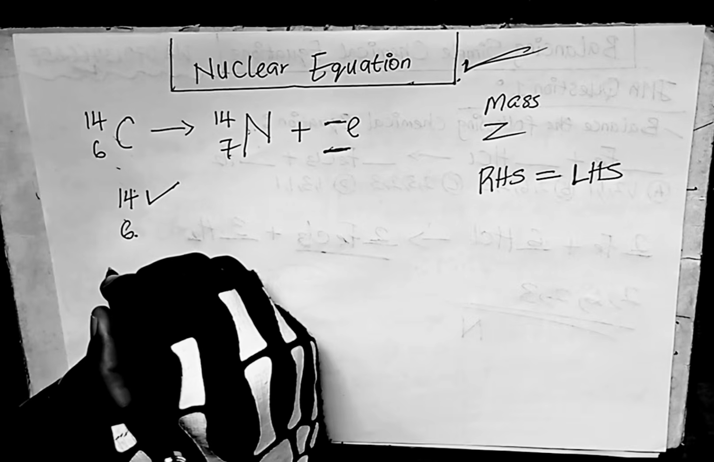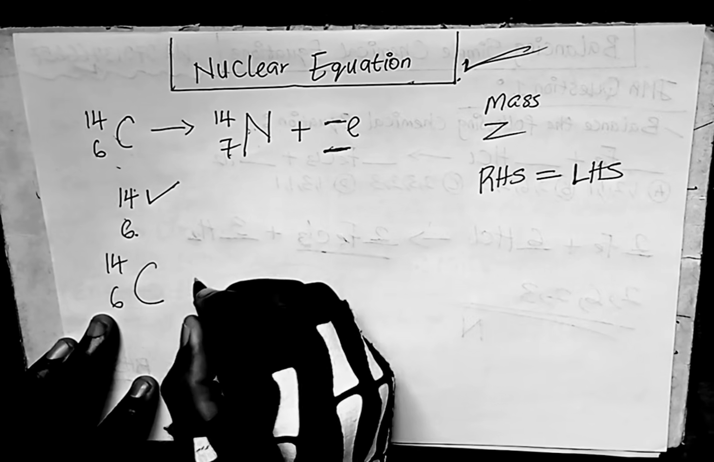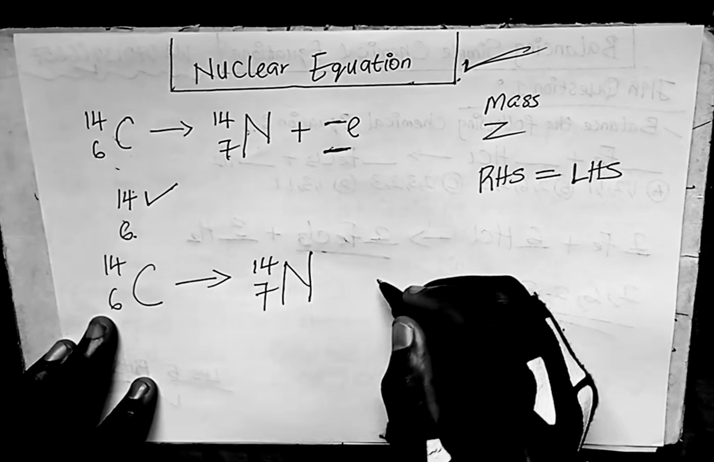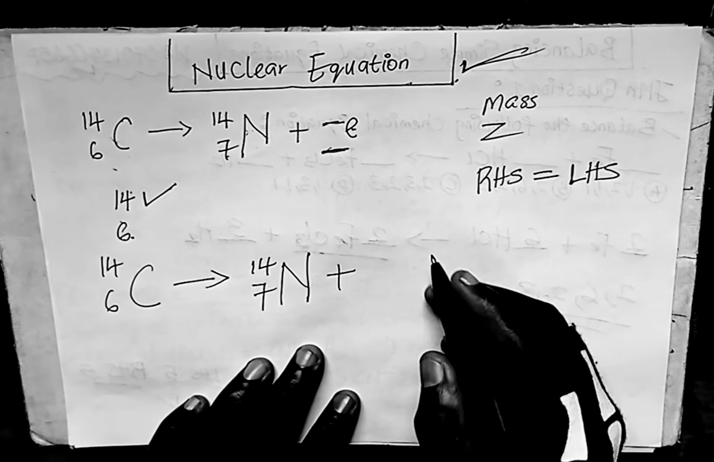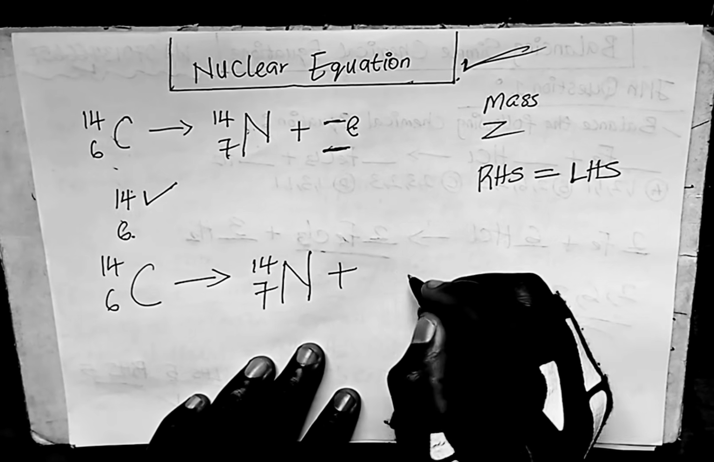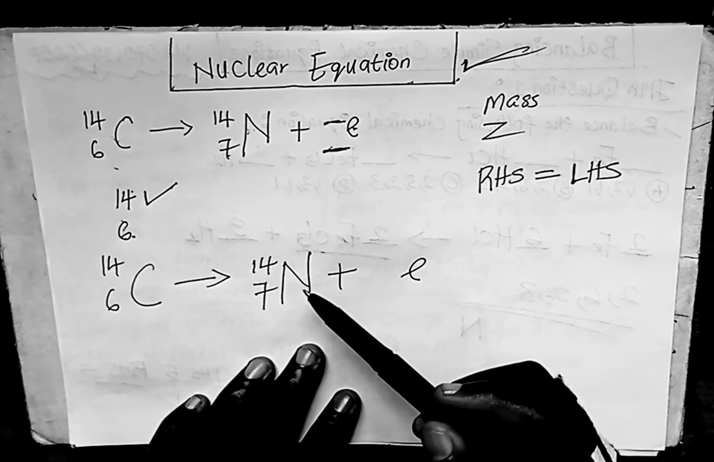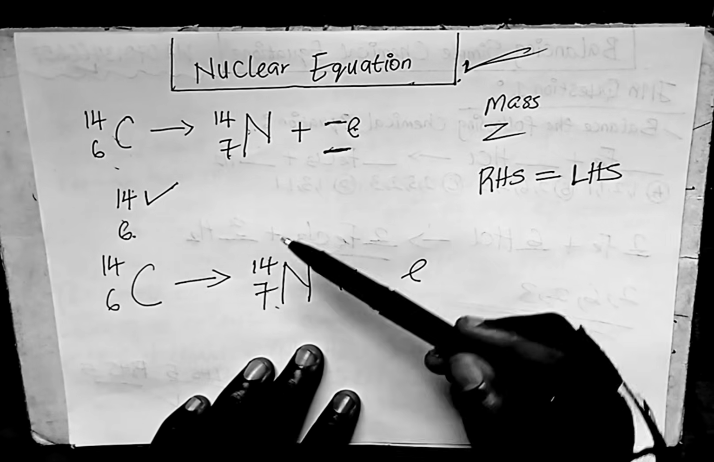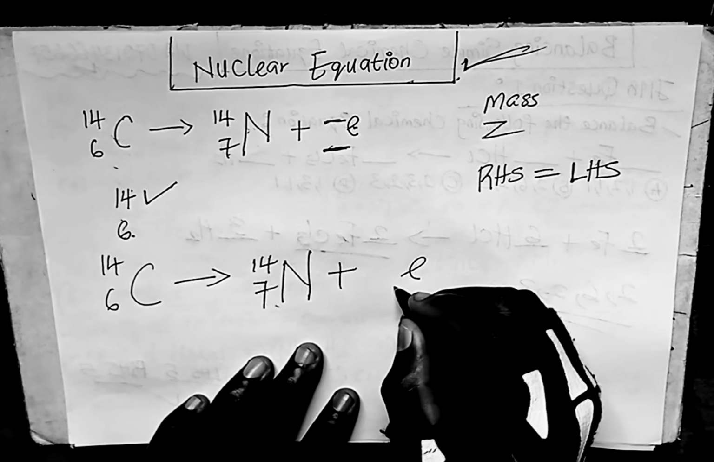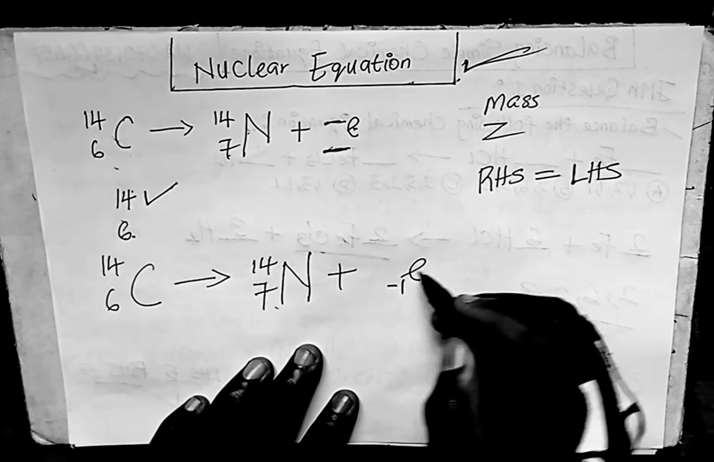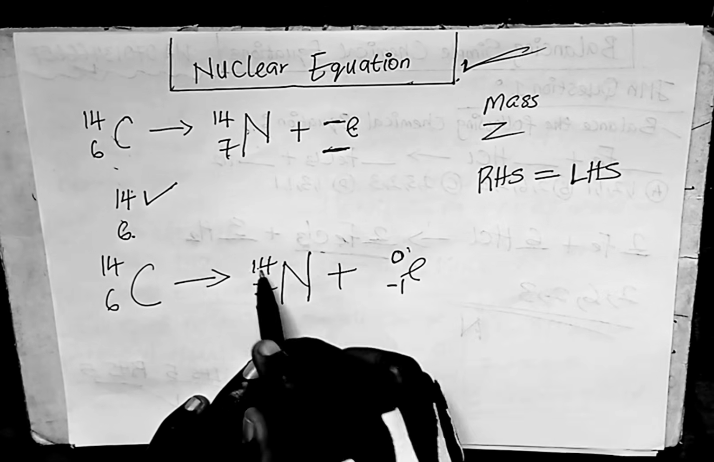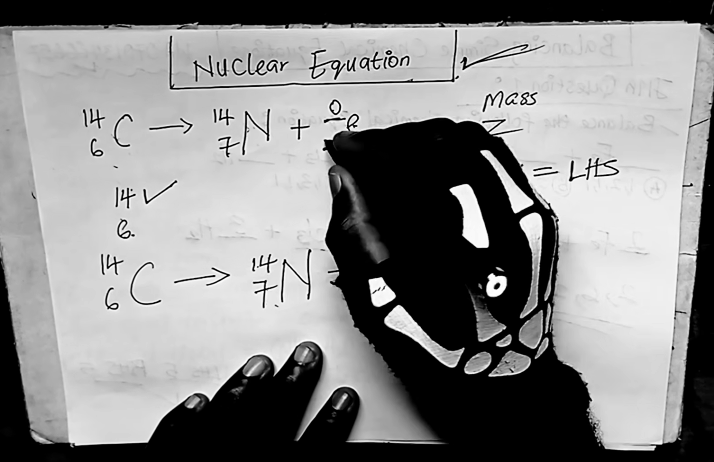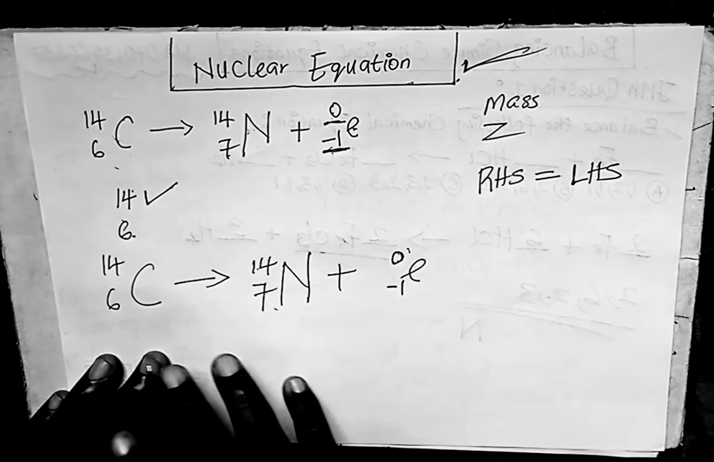So what do we do? We are now going to rewrite the equation. Carbon 14, 6 gives you nitrogen 14, 7. We will now use a particle to balance it. This particle, which is an electron, shows us that it's a beta decay. Here we have 6 and here we have 7. Mass number is balanced already. We want to balance atomic number, so we put -1 for the electron. Up here, since the mass number is balanced, we put 0. So it is 0 up and -1 down. The equation is balanced.